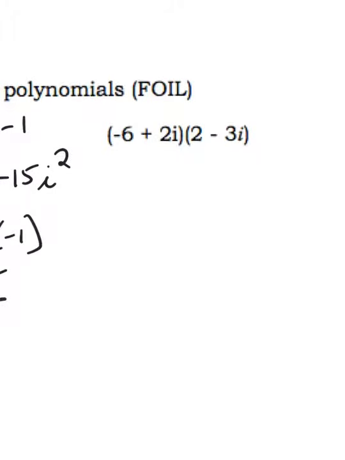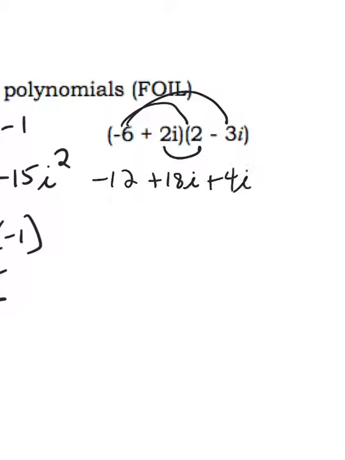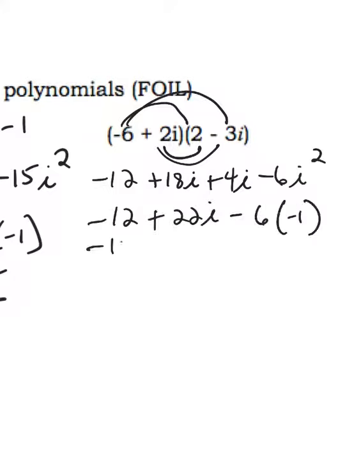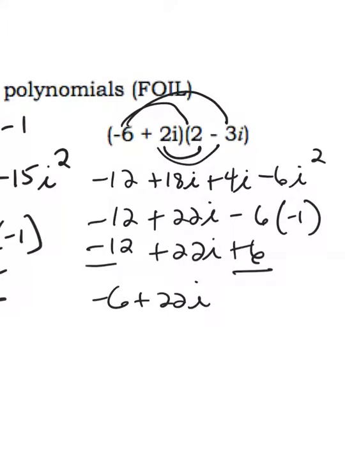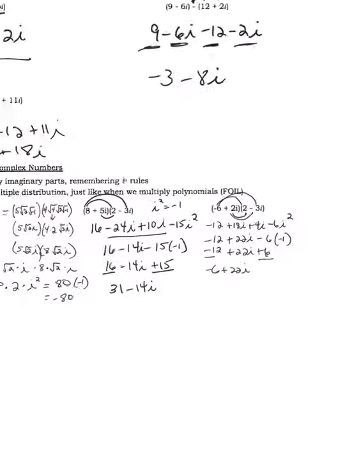This example here is dealt with in the same way. I'm going to FOIL or do the double distribution. I end up with negative 6 times 2, negative 6 times negative 3i, 2i times 2, and 2i times negative 3i. Combine the like terms in the middle. Change i squared to negative 1. And combine the last two like terms. Let's go to the next page.